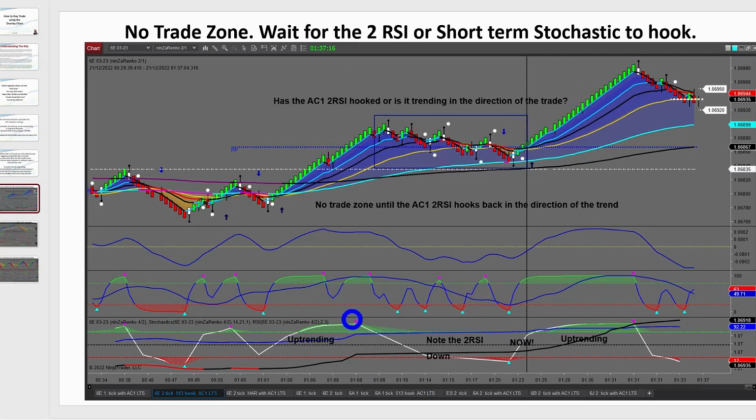So by waiting for the 2-period RSI to hook back up, it kept us out of 2 losing trades. Now I'll have you notice here, see the little triangle there, there's one there, there's one there, there's one here. We got one out, we got one over here.